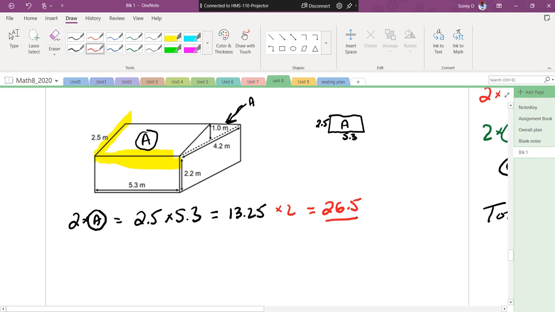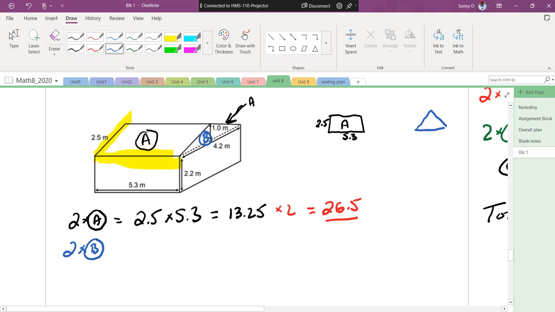Does anybody see another side that they want to work on next? What shape do you see that we haven't already accounted for? What else do you see on there? Yes, Lachlan? The triangle? There's a triangle here, so we'll call that side B. Here's a triangle. Okay. How many of these triangles do we have, Lachlan? Just 2. One on the front side or the left side, one on the right side. So I'm going to go 2 times B. We're going to find the answer for B, and we're going to multiply it.